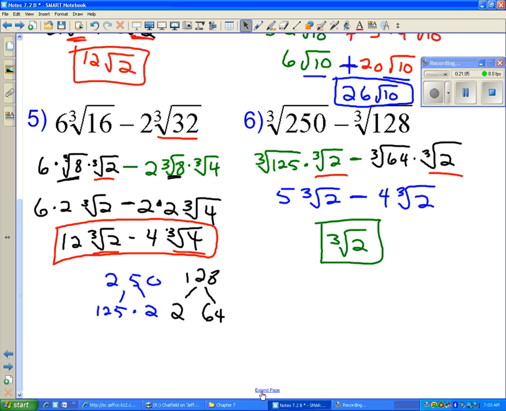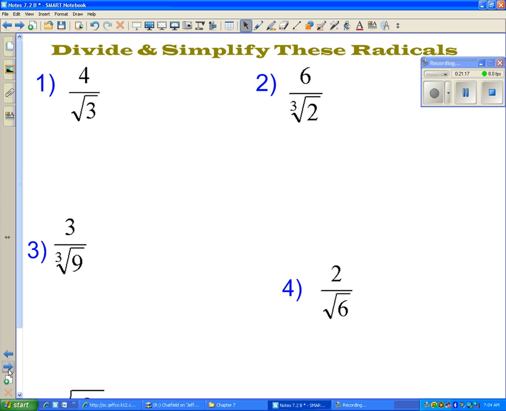Those are my problems. We're at 21 minutes in. I've got a couple more pages. Actually, I have one more page. I'll do 3 examples off this page, even though I have 5 problems. Divide and simplify these radicals.